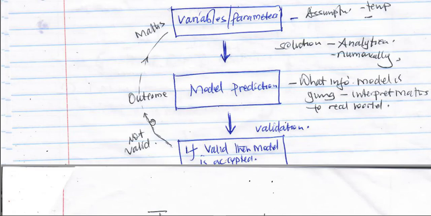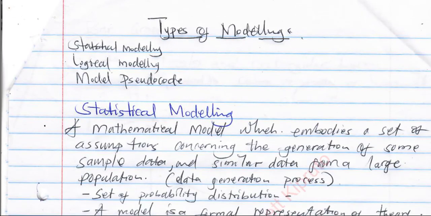Again you have to go back to the variables and check the parameters again. Then you have to repeat the process until you get a valid model, and the valid model will be depicting the real object on the ground. That is what the object will be depicting.